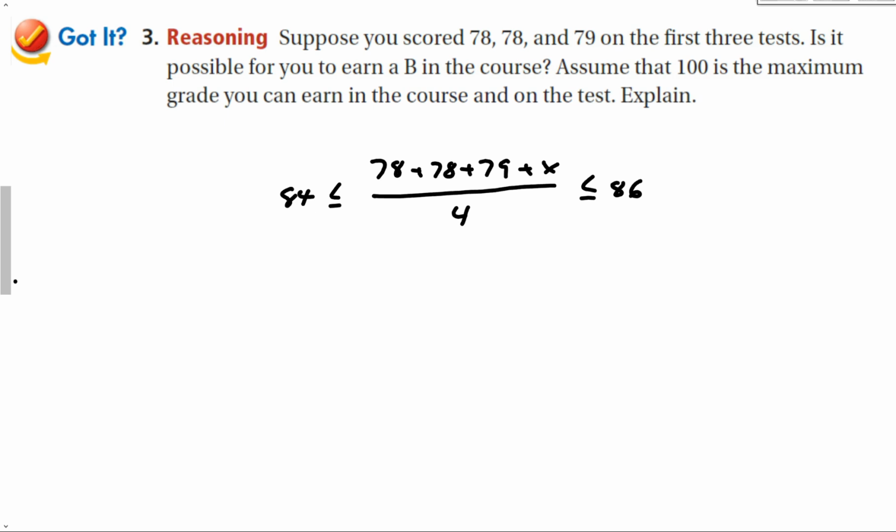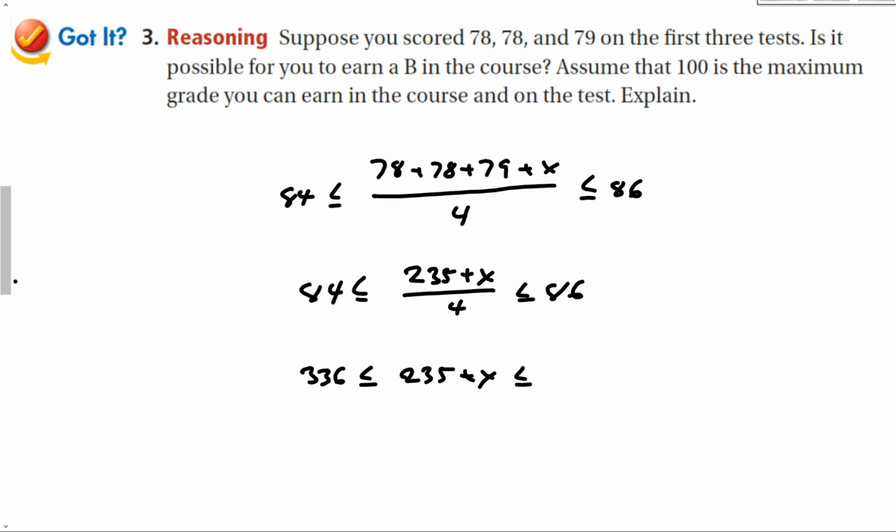But let's try. So 78 plus 78 plus 79 is going to be 235. Whoops. 235 plus x over 4 is going to be less than or equal to 86 and 84 on the left. Multiply everything by 4. Gives me again my 336, 235 plus x. And 86 times 4 again gives me 344.